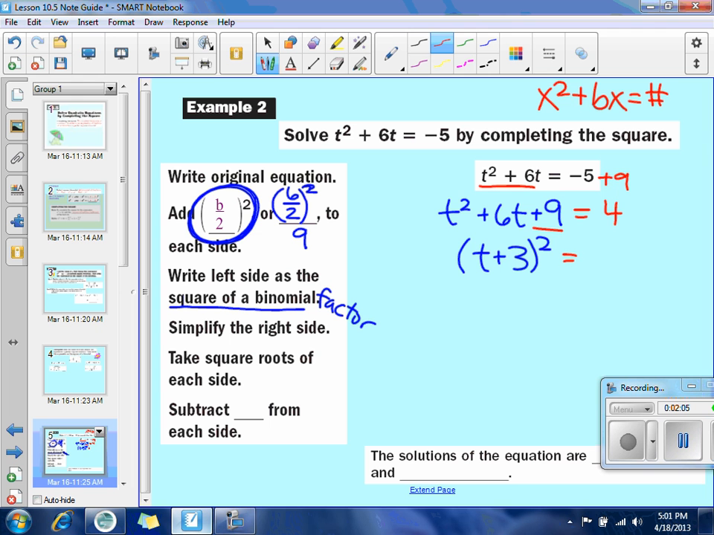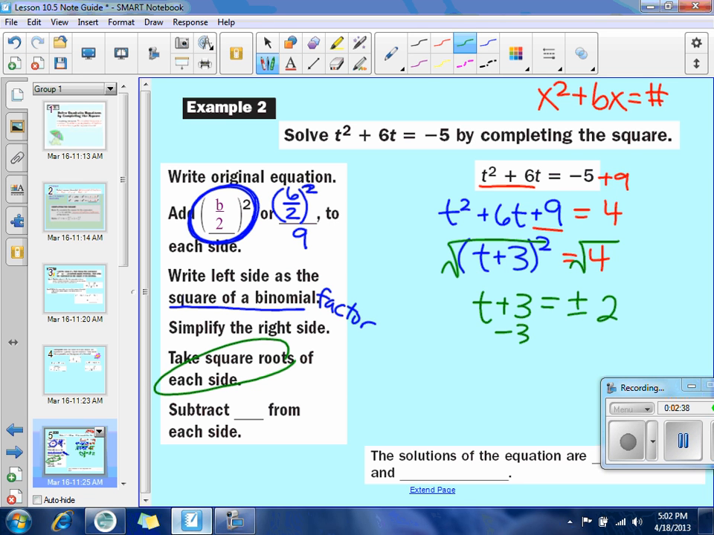Now, my factored form equals 4. The whole reason that we created the factored form is because I have something squared. I can undo something squared by square rooting. But if I square root one side, you have to square root both sides. Take the square root of each side. Now that leaves me with t plus 3 equaling positive or negative 2. Now this is something I can solve. I have t plus 3 equaling these two different values.